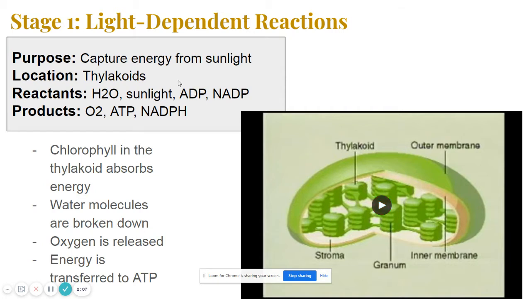Now, this energy molecule is actually ADP, and if you remember, ADP is a partially charged energy molecule, okay? We also have another reactant here, which is NADP. Now, this is not a molecule that I've mentioned before. I'm not going to go into too much detail about what NADP is, but what you need to know is that it is an electron carrying molecule.